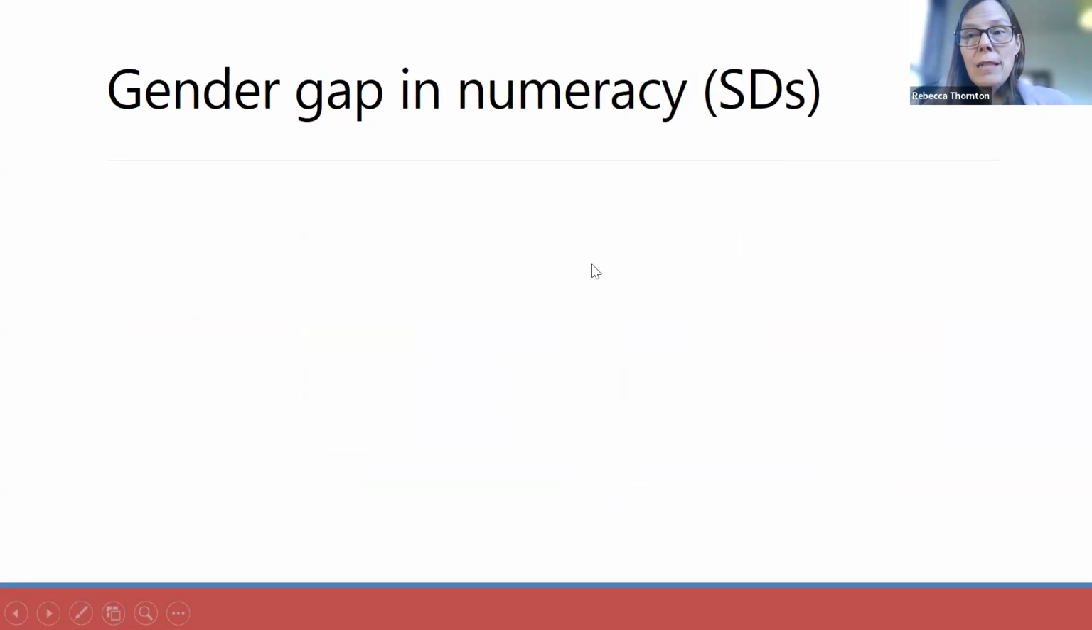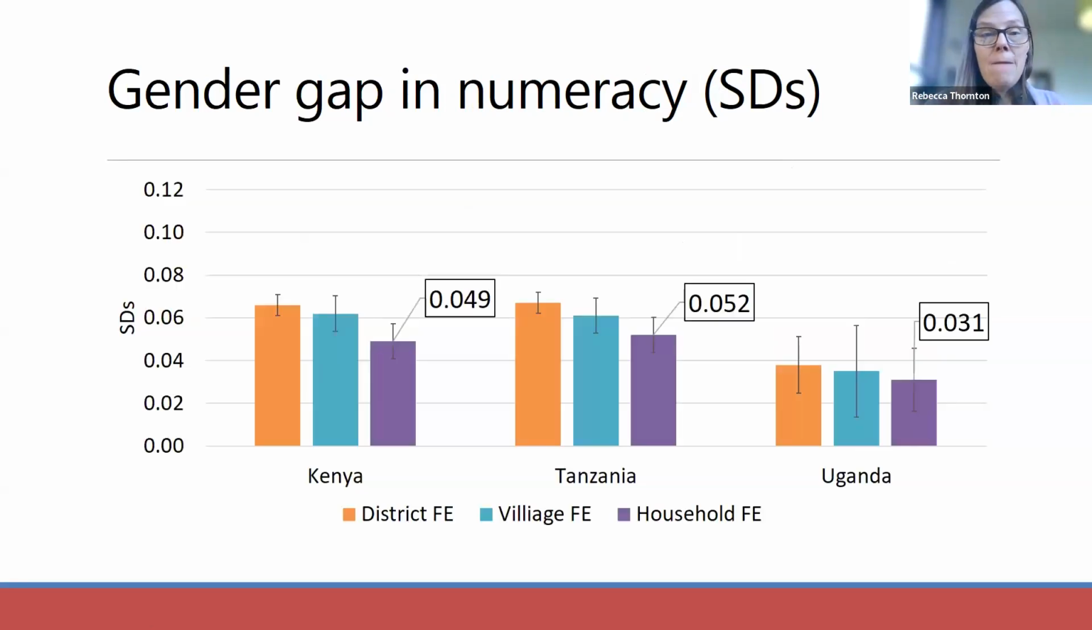Now, numeracy and math is where typically, on average in lots of places, boys do better. What does that look like in our data? Well, here we see the girls are doing better. Not only are they doing better, but the gap is about half the size of the gender gap in literacy, but it's still there. And our preferred estimates are around 0.05 in Kenya and Tanzania, and about 0.03 in Uganda.